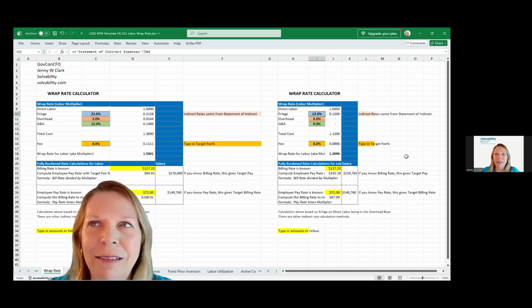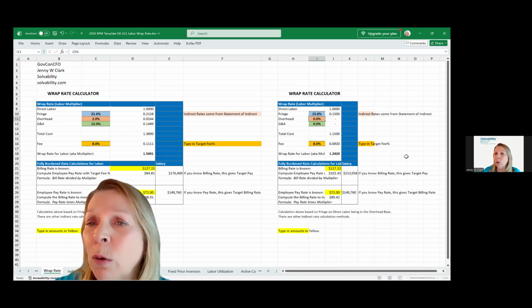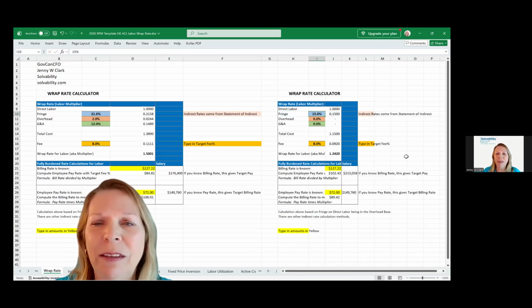And they get it. They get where we are. So I'm going to put fringe at 15%. I know it'll cover my payroll taxes. There might be a little bit of other benefits I could offer.